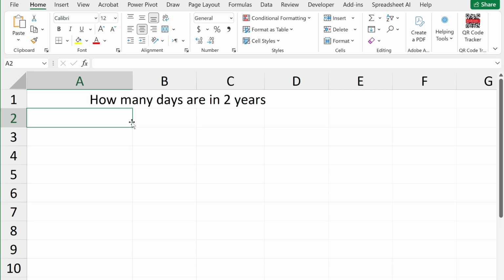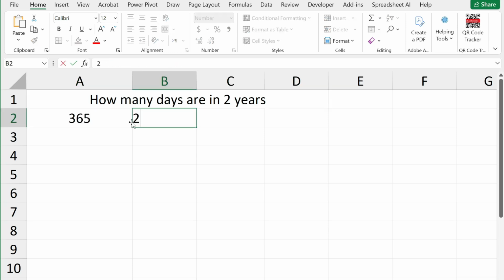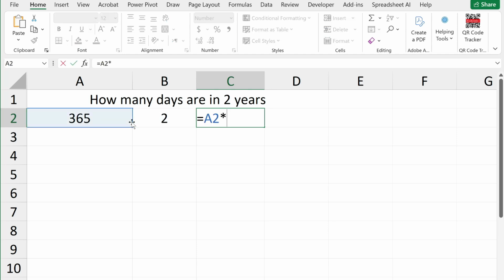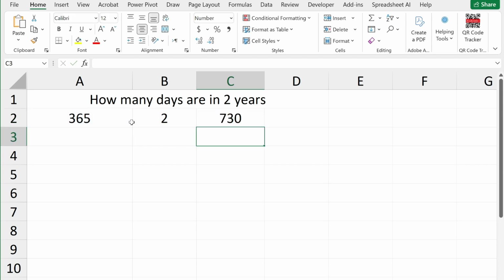So the standard calculation is very simple because the standard calendar year has 365 days and there are 2 years. So the simple calculation is 365 times 2 equals 730 days. This applies if neither year is a leap year.